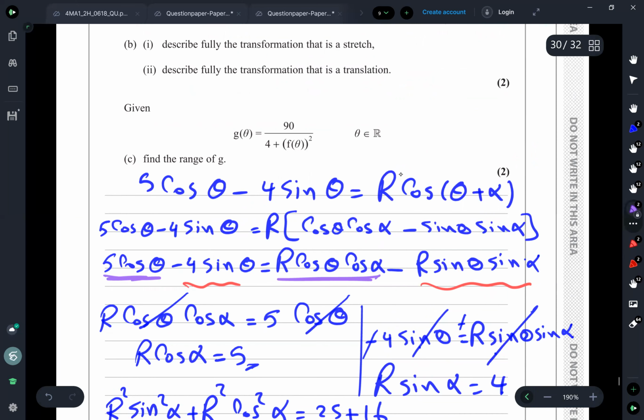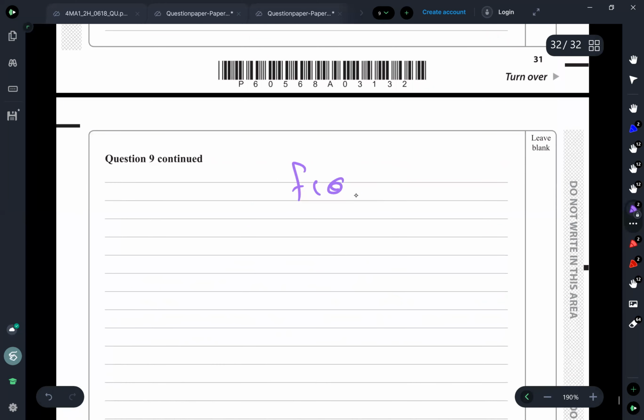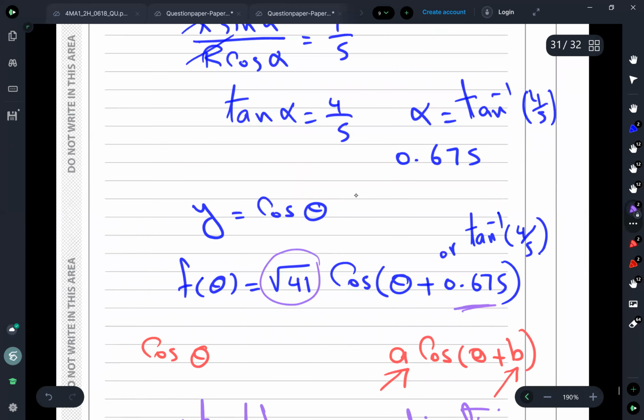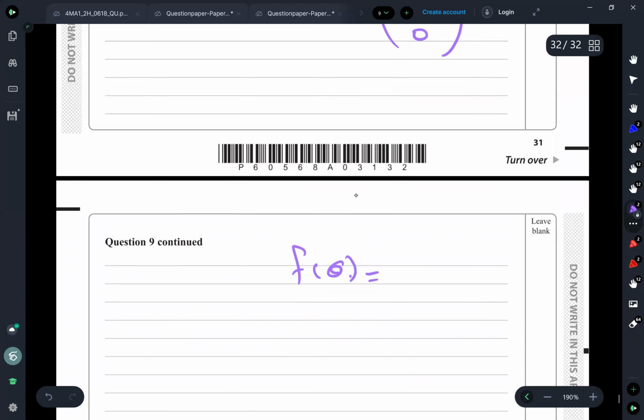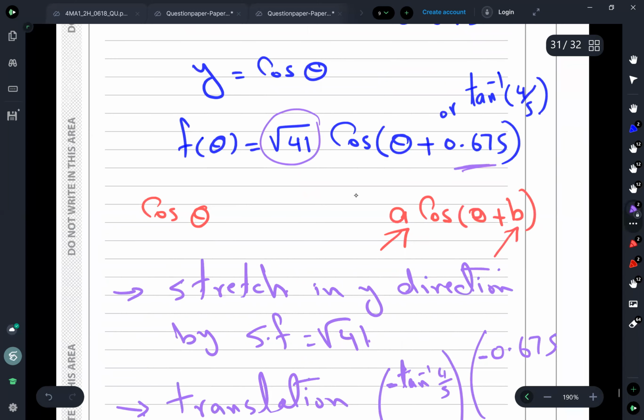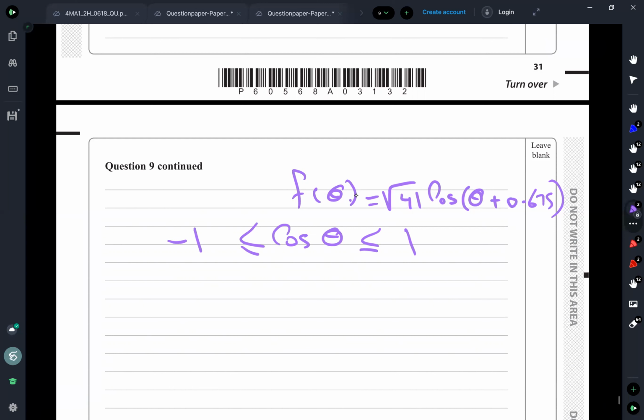First, let's start by explaining the range of f. Range of f of theta. The function given in the question is in terms of cosine and sine, but we change it to be in terms of cosine only. After writing it in terms of cosine only, it is root 41 cosine of theta plus alpha, where alpha is 0.675, or you can write arctan to be exact. First, what is the range of cosine theta? In general it is between -1 and 1. The domain of this function is from 0 to 2 pi, or from R.